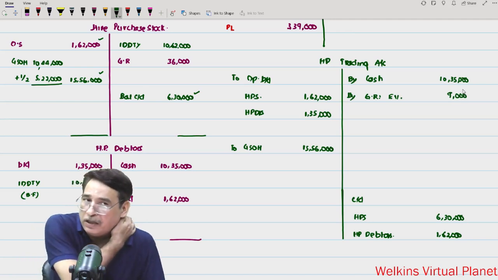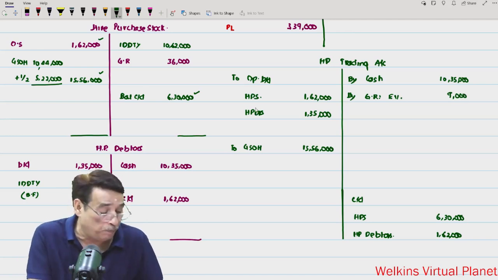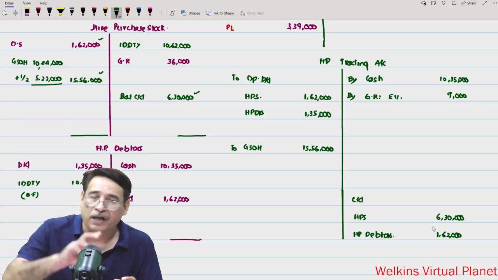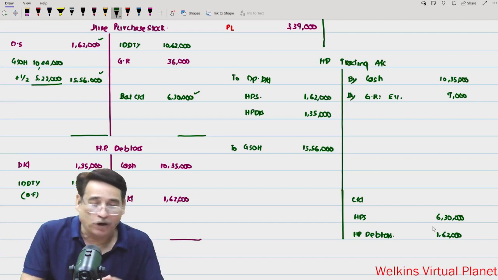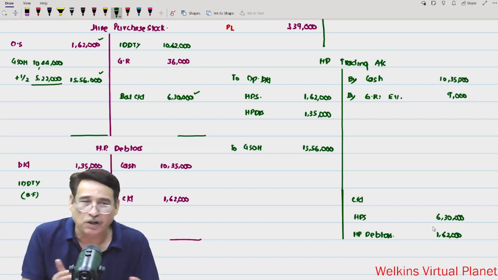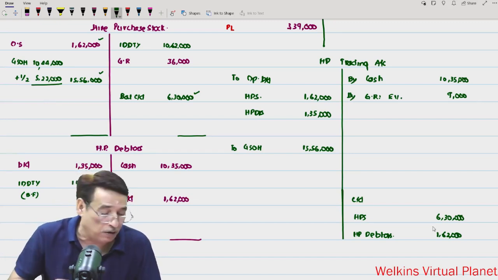Why will it automatically get adjusted? Because you are writing the opening and closing balance of debtors. That means amount due is already included in it. And you are putting in what we call estimated value here. So basically you are writing the difference only, that is the loss only.